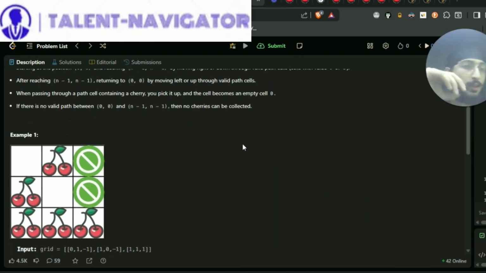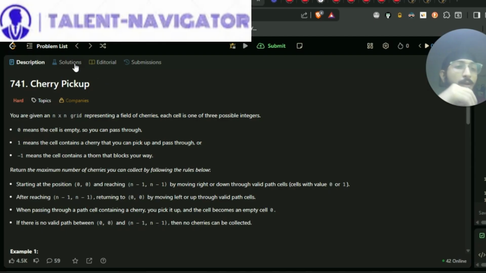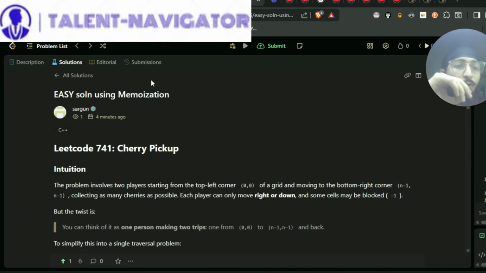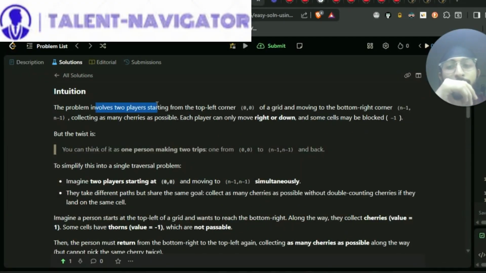Now this problem is one where you have to think a bit. In order to build some intuition, I'll share the solution that I posted with you. The intuition is that the problem involves 2 players starting from the top left corner. You might be thinking, how is it 2 players? Let me just explain to you.